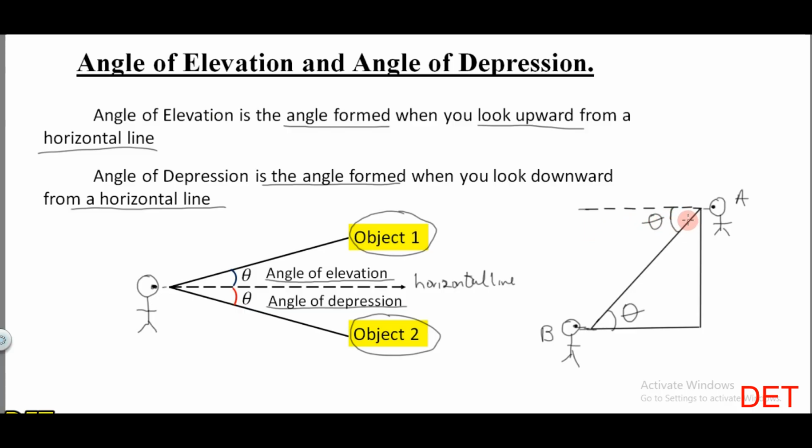So again, angle of elevation is the angle formed when you look upward from a horizontal line. Angle of depression is the angle formed when you look downward from a horizontal line. And this is the horizontal line here.